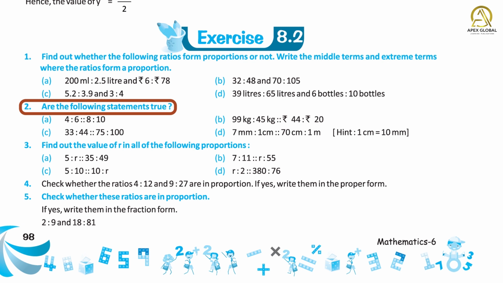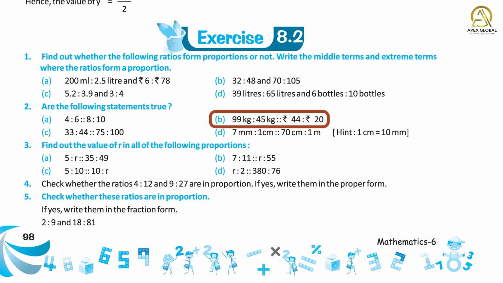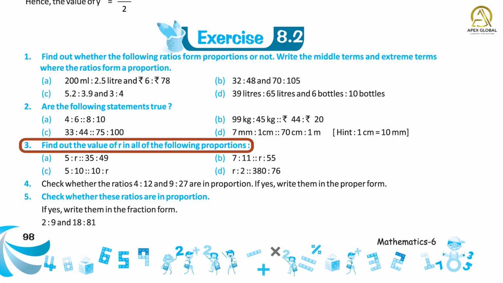Question 2. Are the following statements true? A. 4 ratio 6 is to 8 ratio 10. Solution. No. B. 99 kgs ratio 45 kg is to rupees 44 ratio rupees 20. Solution. Yes. C. 33 ratio 44 is to 75 ratio 100. Solution. Yes. D. 7 millimeter ratio 1 centimeter is to 70 centimeter ratio 1 meter. Hint. 1 centimeter equals 10 millimeter. Solution. Yes.